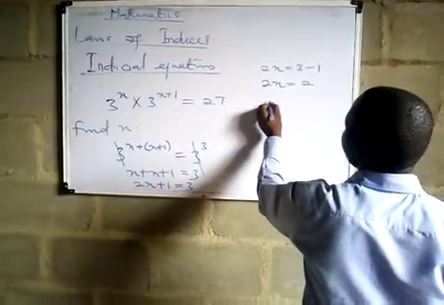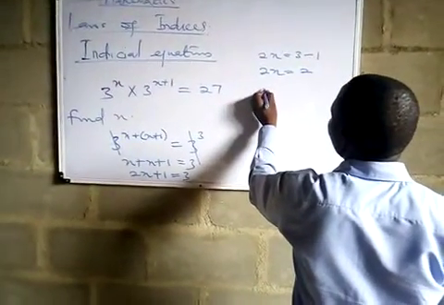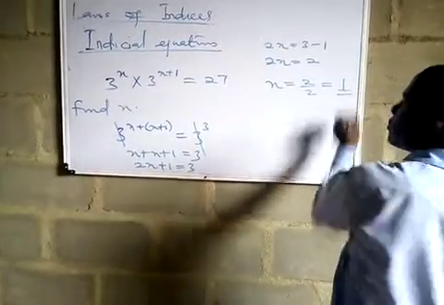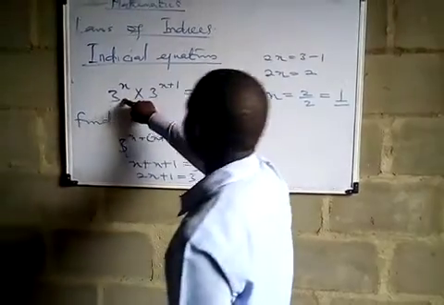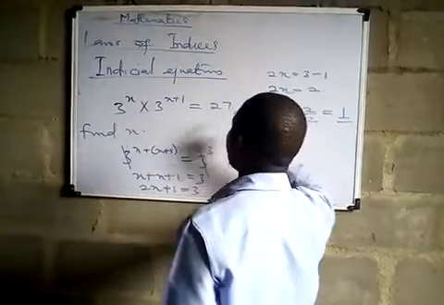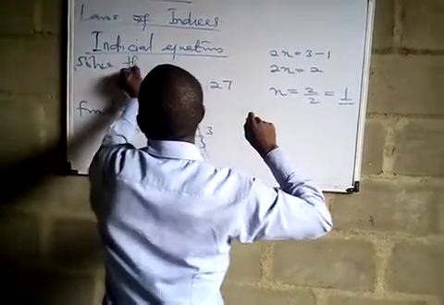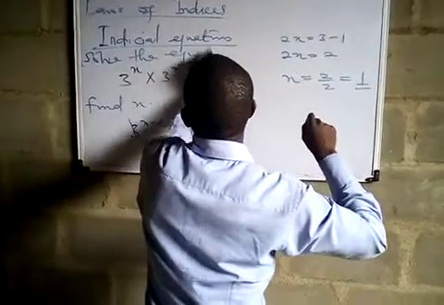So finally you have x, which is equal to 1. So if you substitute 1 in this equation, the left hand side will be equal to the right hand side. Solve the equation. Don't forget that. If you solve the equation, that is what you are going to have.